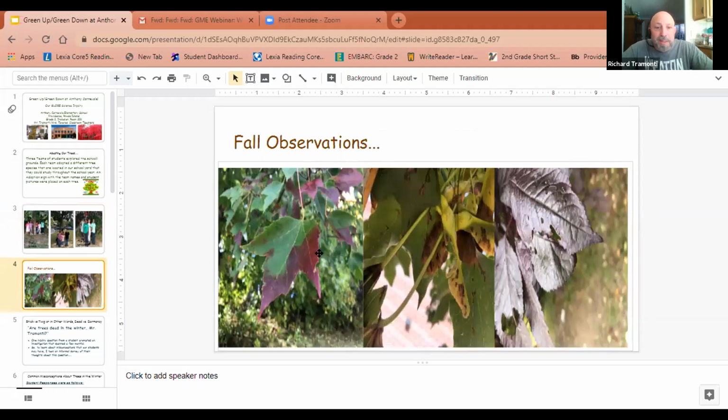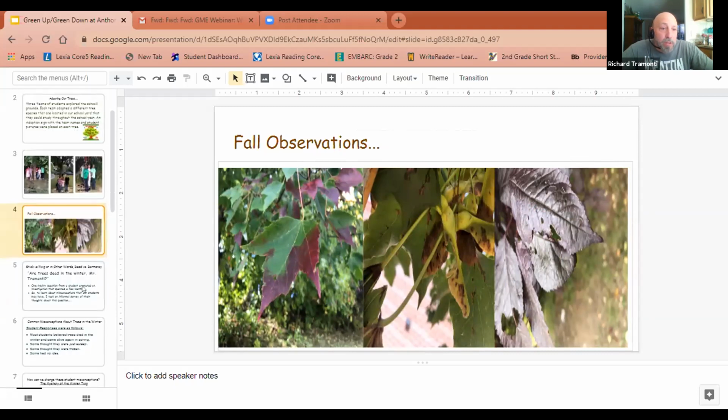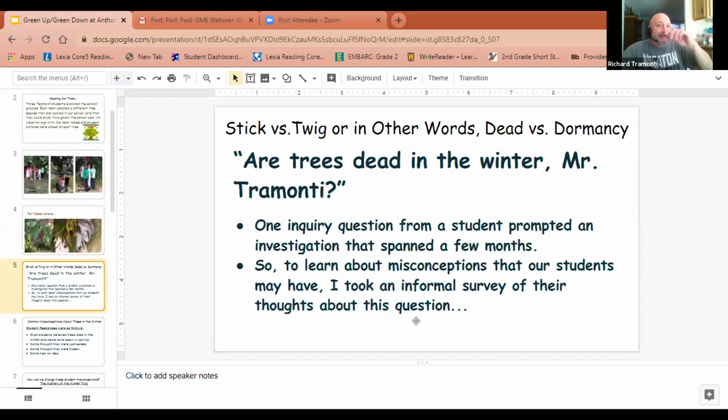They actually helped me with this presentation a little bit. And these were some of the noticings that they had already. They started to notice the differences within the species of the trees. So then this all came about: stick versus twig, or in other words, dead versus dormancy.